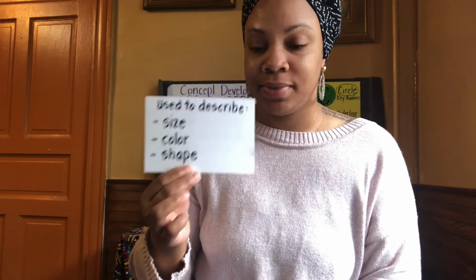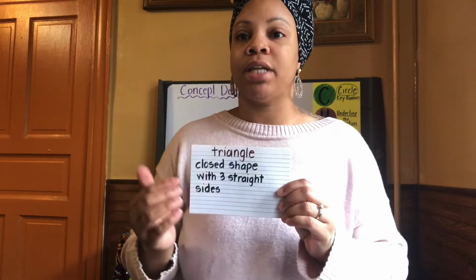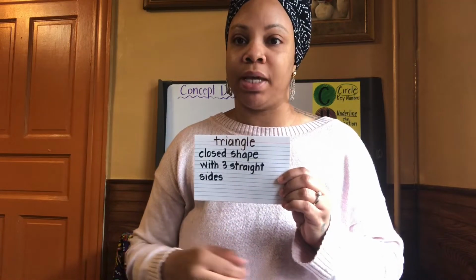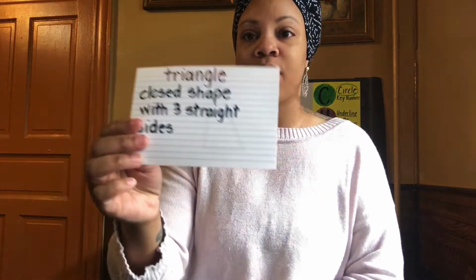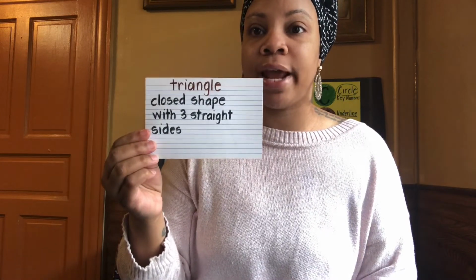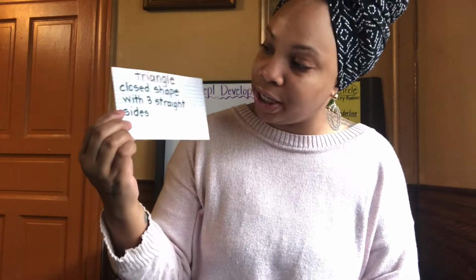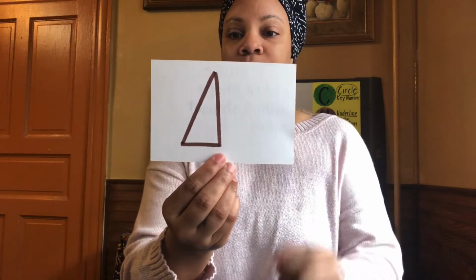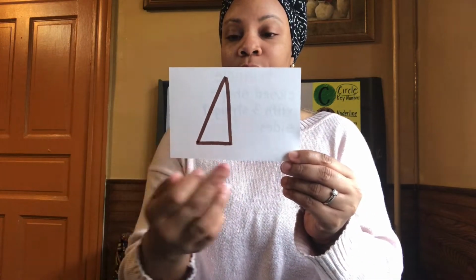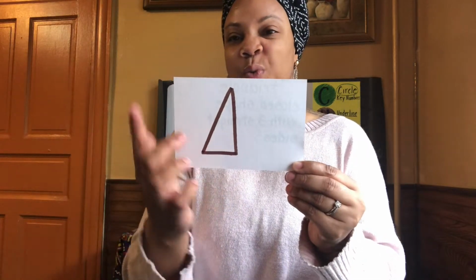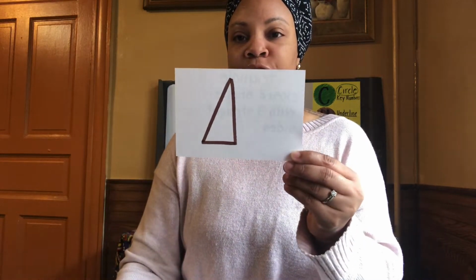All right, so these are examples of some of the shapes that we'll see today, right? And we want to go over the description of that shape before we begin. So the first one is a triangle. A triangle is a closed shape with 3 straight sides. Okay, here's an example of a triangle. It's a closed shape with 3 straight sides. These sides don't wiggle off or curve, right? They have straight sides.